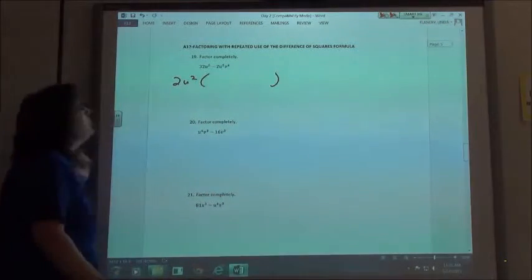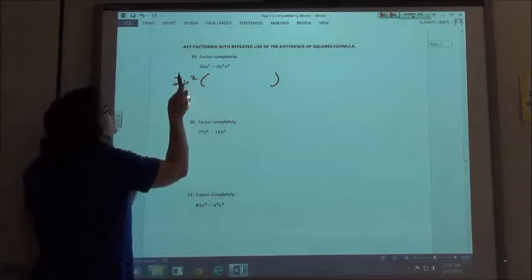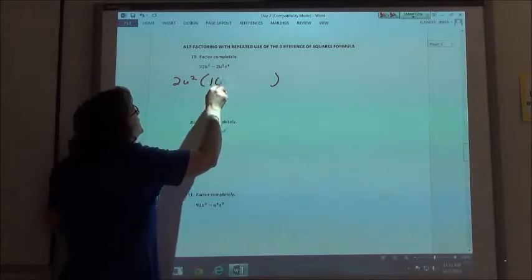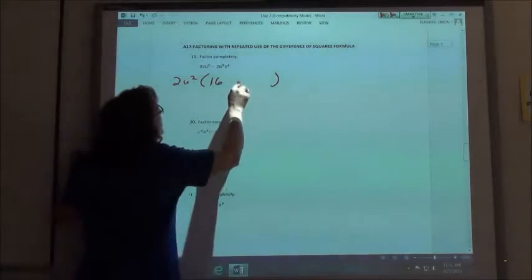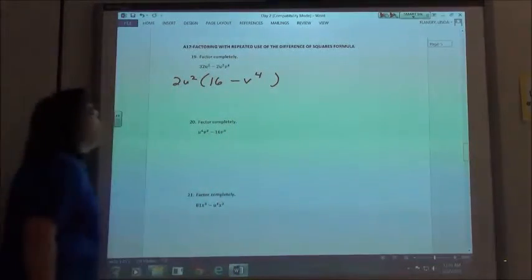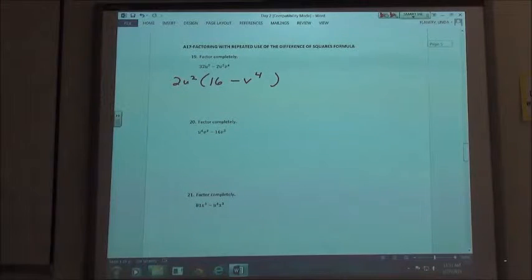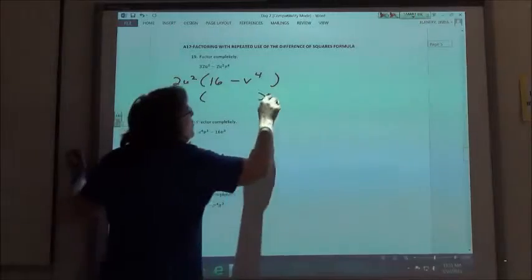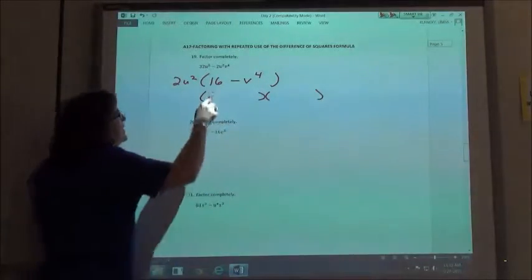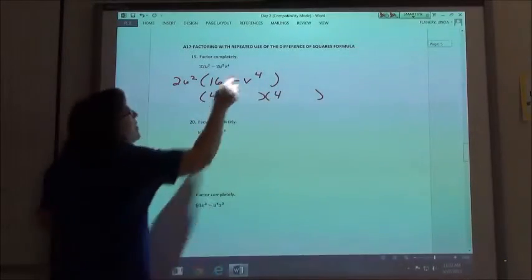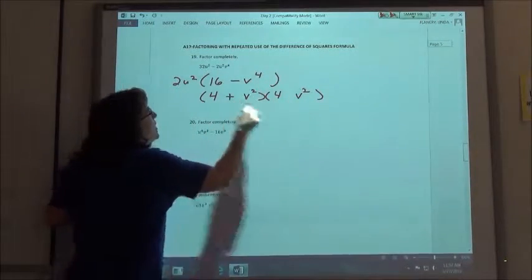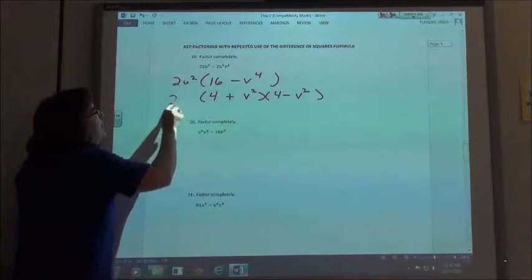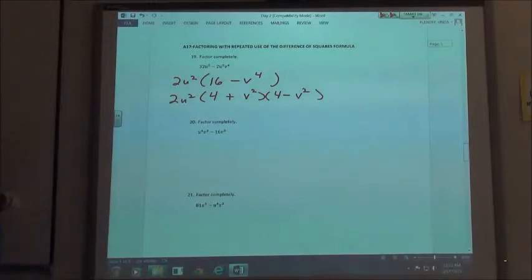So if I take the 2u squared out of there, 32u squared divided by 2u squared just leaves me a 16, minus 2u squared v to the fourth, going to leave me a minus v to the fourth. So what I have left in the parentheses is that difference of squares that we factored before, where we said, oh, it factors into conjugates. 16 is 4 times 4, v to the fourth would be v to the second times v to the second, and one has a plus and one has a minus. The 2u squared is going to go out in front.